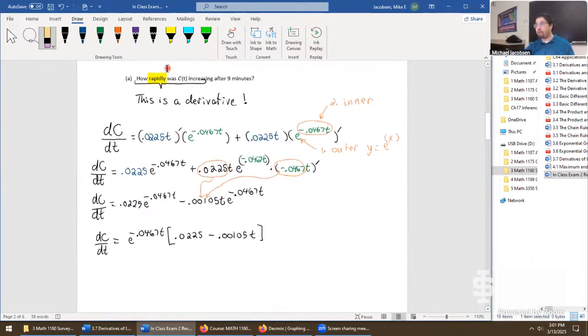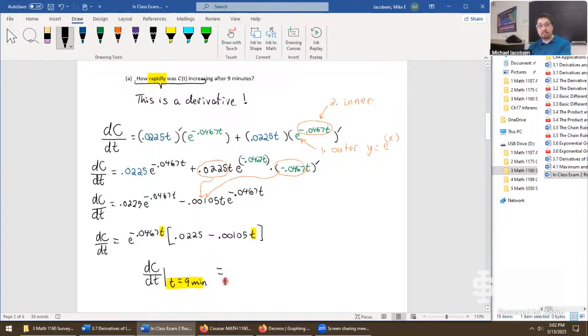The question was, how rapidly is blood alcohol concentration increasing after 9 minutes? And so we can say the answer to that question is dC/dt evaluated when time equals 9 minutes, is going to be this plugged into here and here. So this is a good review on just using the calculator. Don't forget to bring one on the exam.